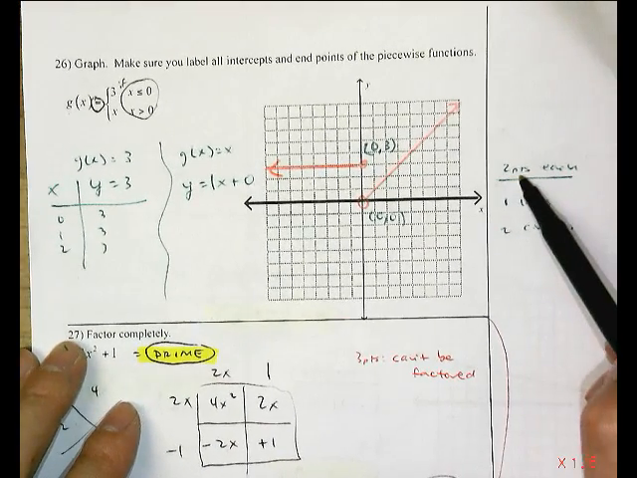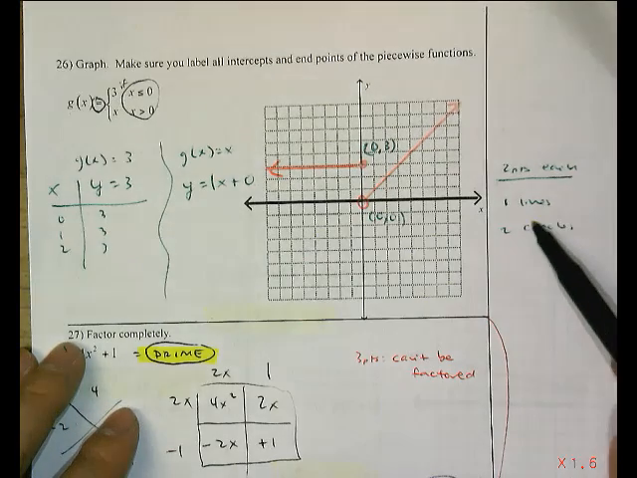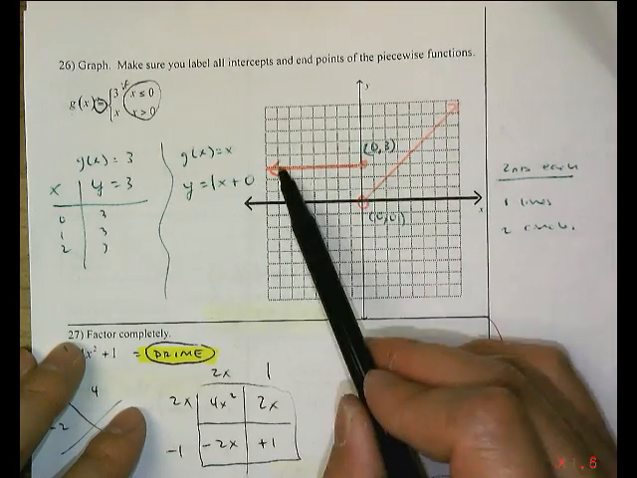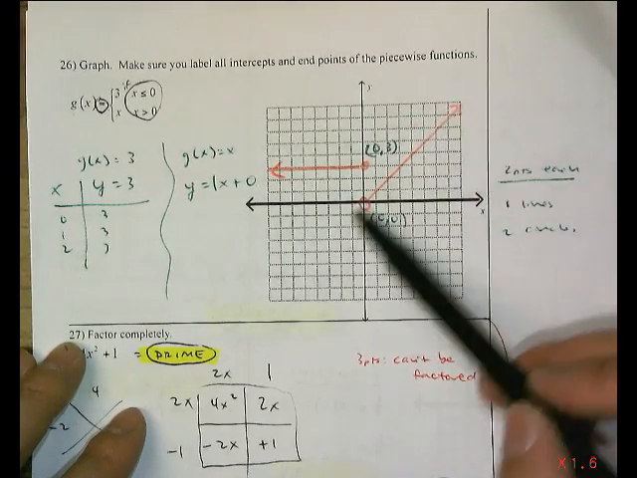Essentially I graded it as 2 points per equation. If you graphed, let's just say, a horizontal line, that gives you 1 point, and if you graphed that whole line, it's another point.